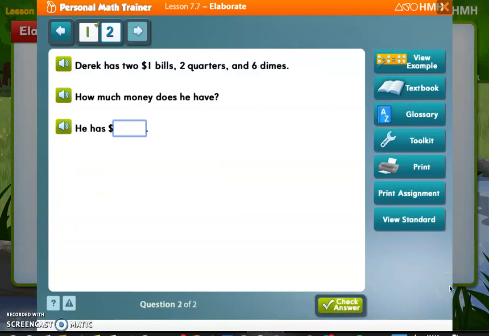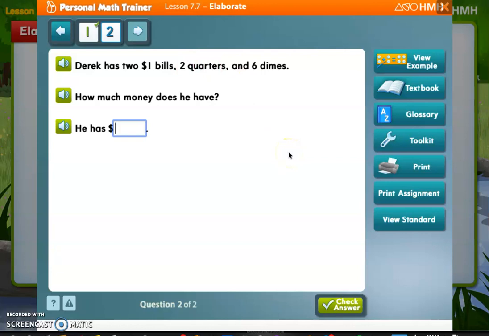So Derek has 2 $1 bills, 2 quarters, and 6 dimes. How much money does he have? Okay, so we know that he's got 2 $1 bills, which would be $2. Right? He also has 2 quarters, which would be 50 cents because each quarter is 25. So 25, 50. So right now we're at $2.50. And then he has 6 dimes. So we're going to add 60 cents because 6 dimes equals 60 cents to that 50 cents.